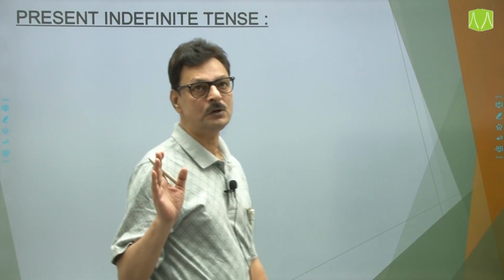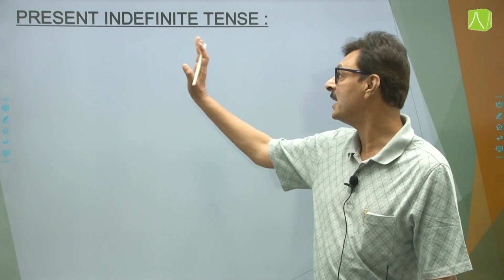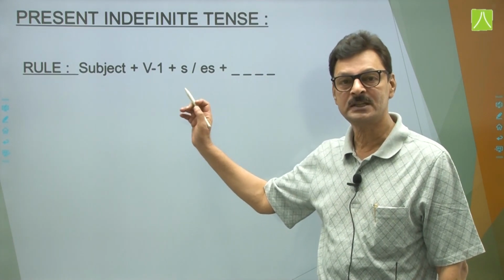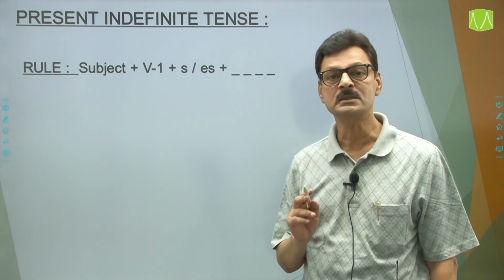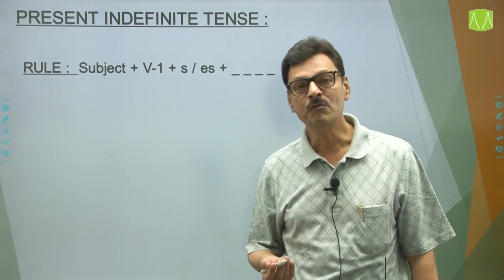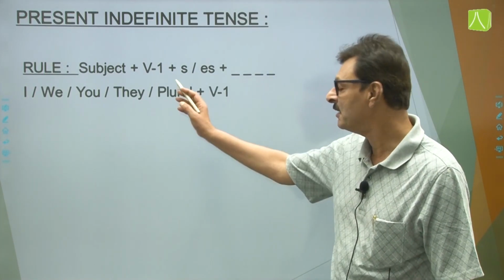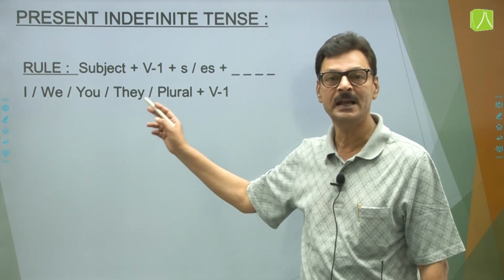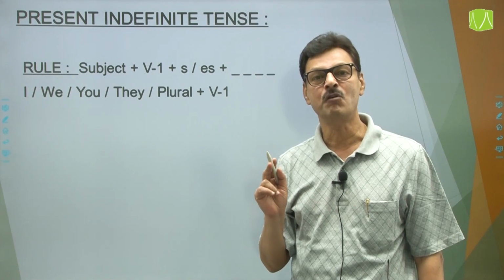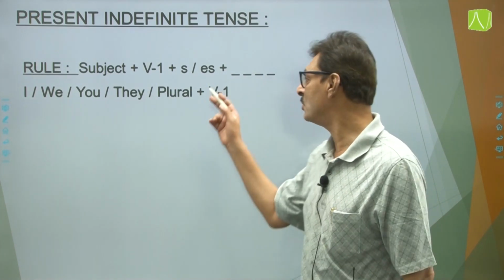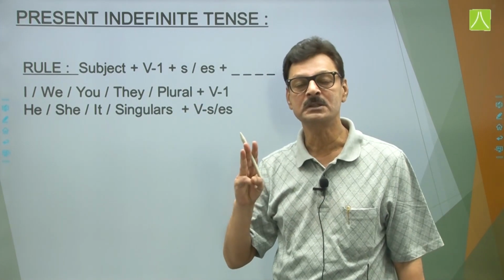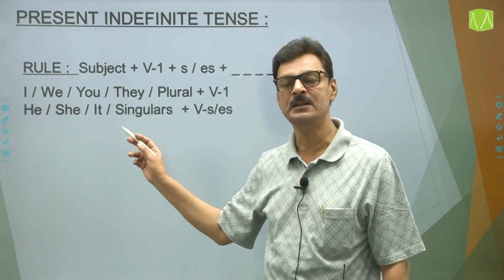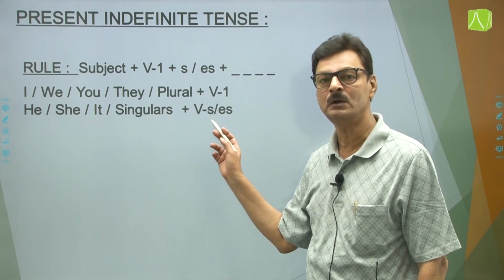Let's start with the first tense for today, and that is present indefinite or present simple tense. इसका जो rule है, the syntax है, the construction is subject plus the first form of the verb plus the S or ES form of the verb. Now, where do you use the S or ES form of the verb? And when do we use the first form? So, if the subject is I, we, you, they or plural, we always take the first form of the verb. And S or ES form कब लगाते हैं दोस्तों? When it is third person singular, that is when the subject is he, she or it is singular, then we use the S or ES form of the verb.